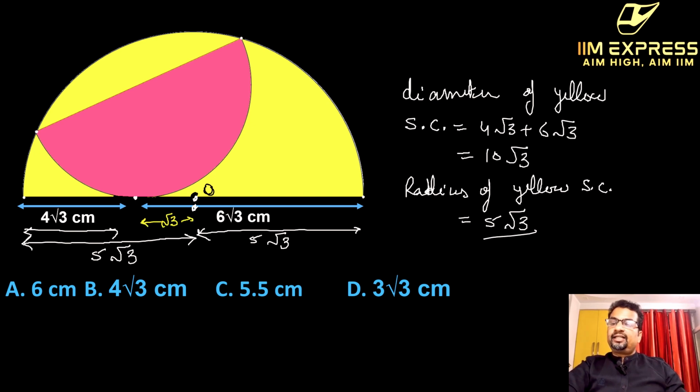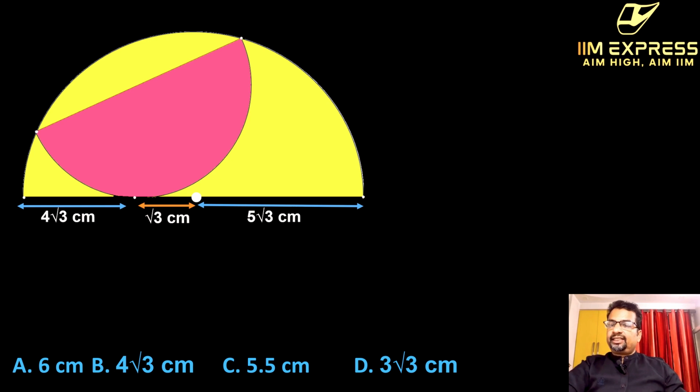I hope it's clear. See again, from center of the semicircle till here, this length is 5 root 3. Same from the center till this point, we can say this is also radius 5 root 3. And if from here to here it is 5 root 3 and this length is 4 root 3, means I can say from this point of contact to the center of semicircle, the length is root 3, right? So we can see in the picture, this length is root 3, this length is 5 root 3 and this length is 4 root 3, right?